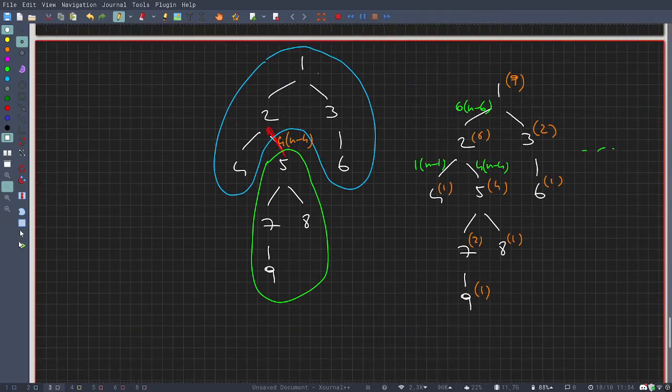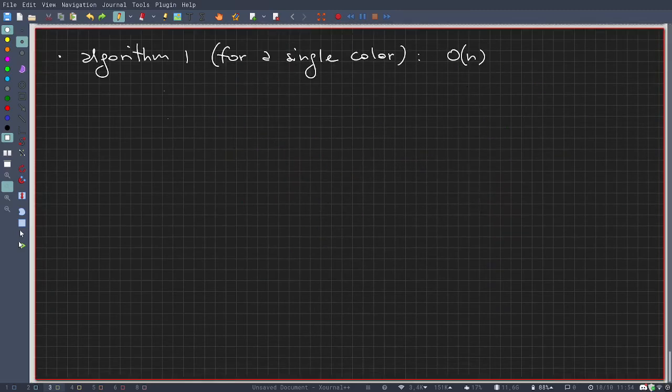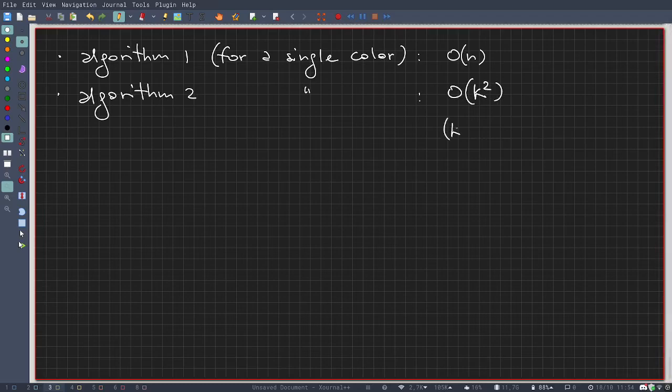Here we have to modify a bit because we shouldn't calculate the size of the entire subtree, but just the number of nodes of some color. But it's almost the same. Here we were summing 1 plus sizes of subtrees, but here the 1 appears only if the node has the correct color. By the way, otherwise we have algorithm 2, again for a single color, which requires O of k squared, where k is equal to the number of occurrences.